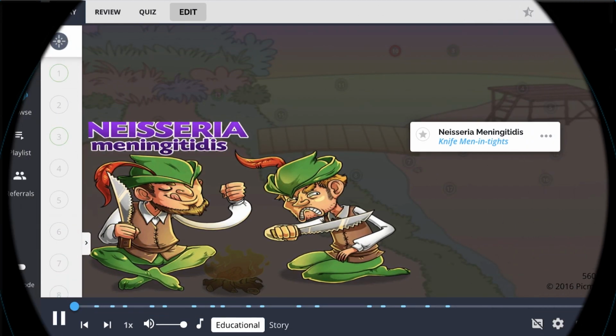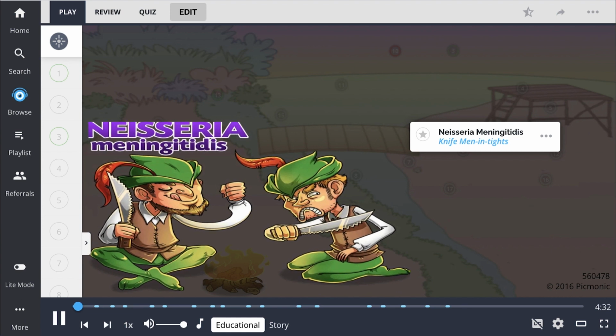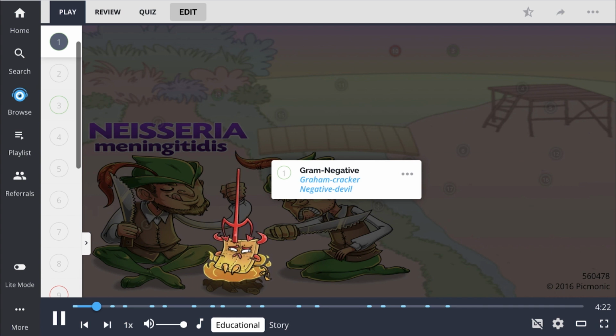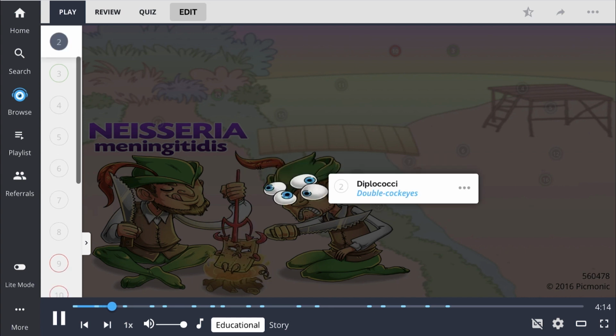In this Picmonic, we describe the bacteria Neisseria meningitidis as the knife men in tights, and you can remember them in this precarious scene where they are pitted against the menacing chef with three axes. Neisseria meningitidis, also called meningococcus, is a gram-negative bacteria, illustrated as the gram-cracker-negative devil, and is a diplococci, the double cock eyes, describing its appearance as two round joined cells.